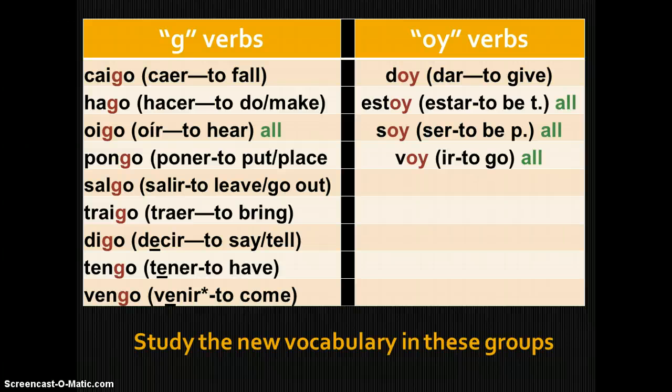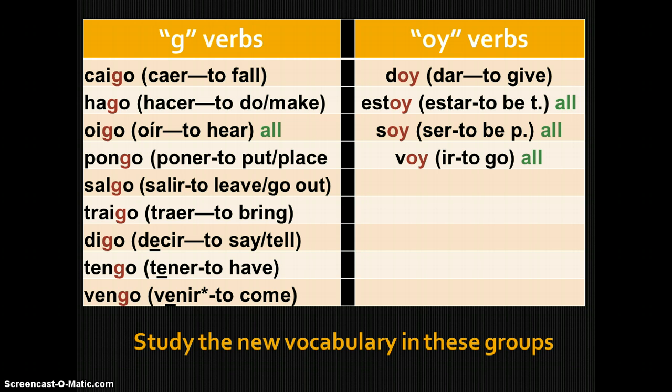Poner means to put or to place. It is pongo for the yo form. Salir means to leave or to go out. The yo form is salgo. Traer means to bring. The yo form is traigo. Decir is to say or to tell. Remember, it's a stem changer, so it is digo. Again, there's another example where the C becomes a G.